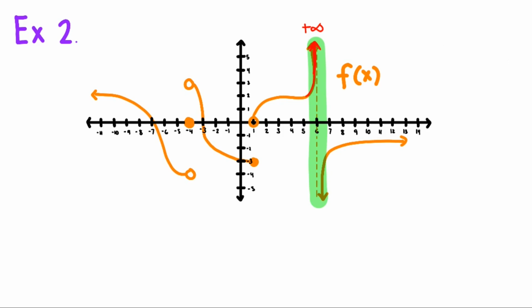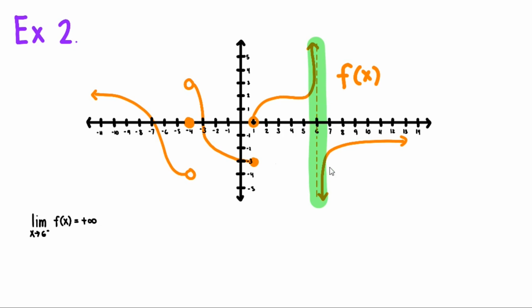Although we haven't discussed the concept of limits at infinity or infinite limits, since there is no definite value out here, it just goes up as x approaches 6 from the left, we say that the limit of f of x as x approaches 6 from the left is positive infinity.